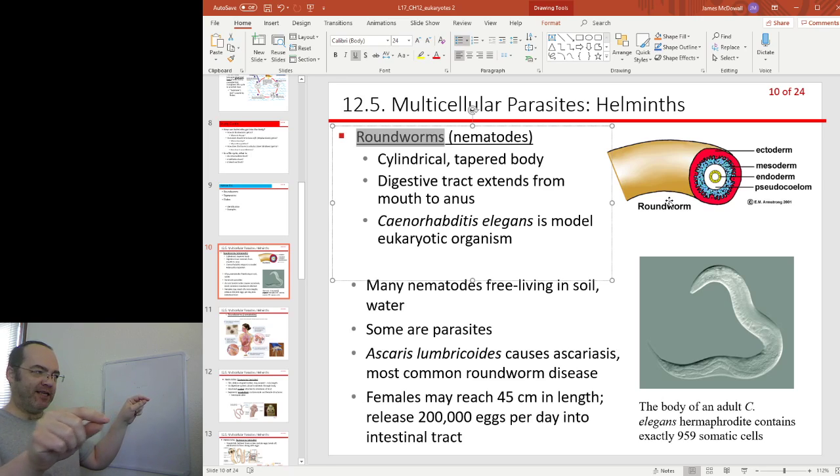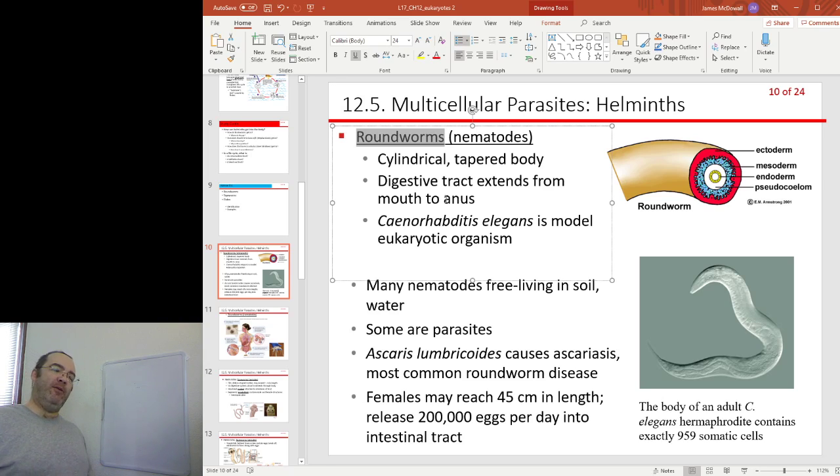So all of our worms typically have this long cylindrical body configuration, but when you chop through them and you get what's called a cross section, you see different shapes and different structures in the worms. So when you do chop through a nematode, you get a round cross section. The nematode has a digestive tract that extends all the way from the mouth to the anus. It's called a complete digestive tract.